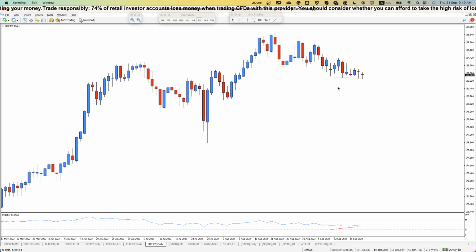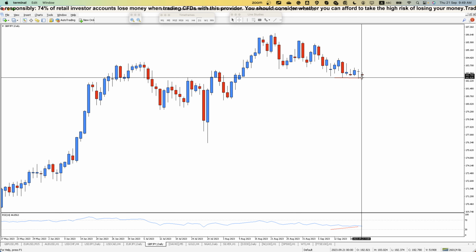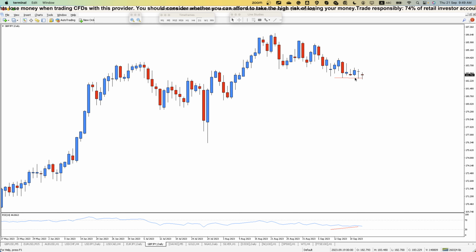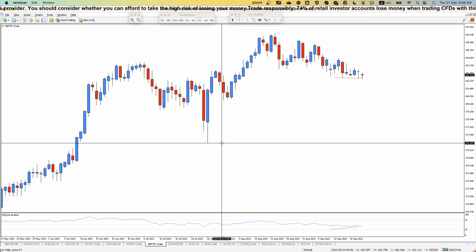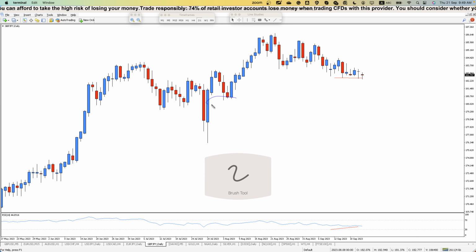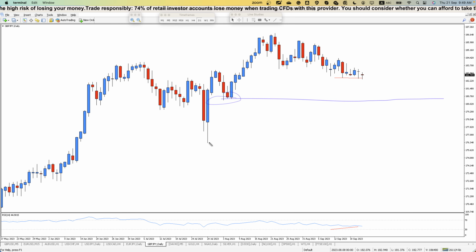Same with the pound. Either we want to break below this area of support and look for shorts up to likely here. First target is going to be this one here. Second target is going to be this one there.